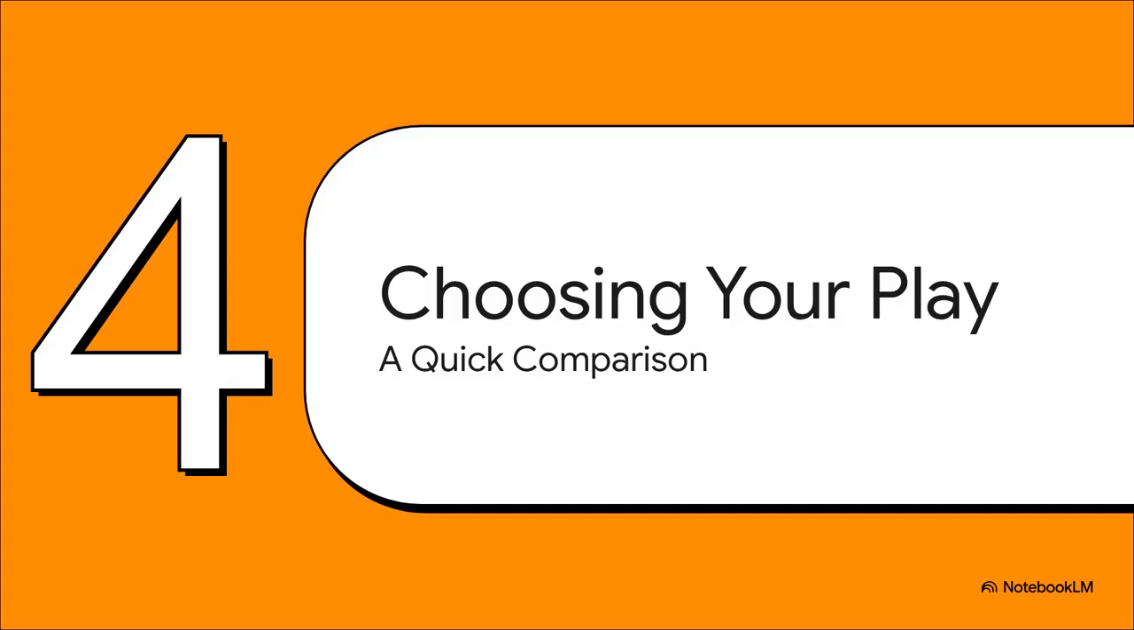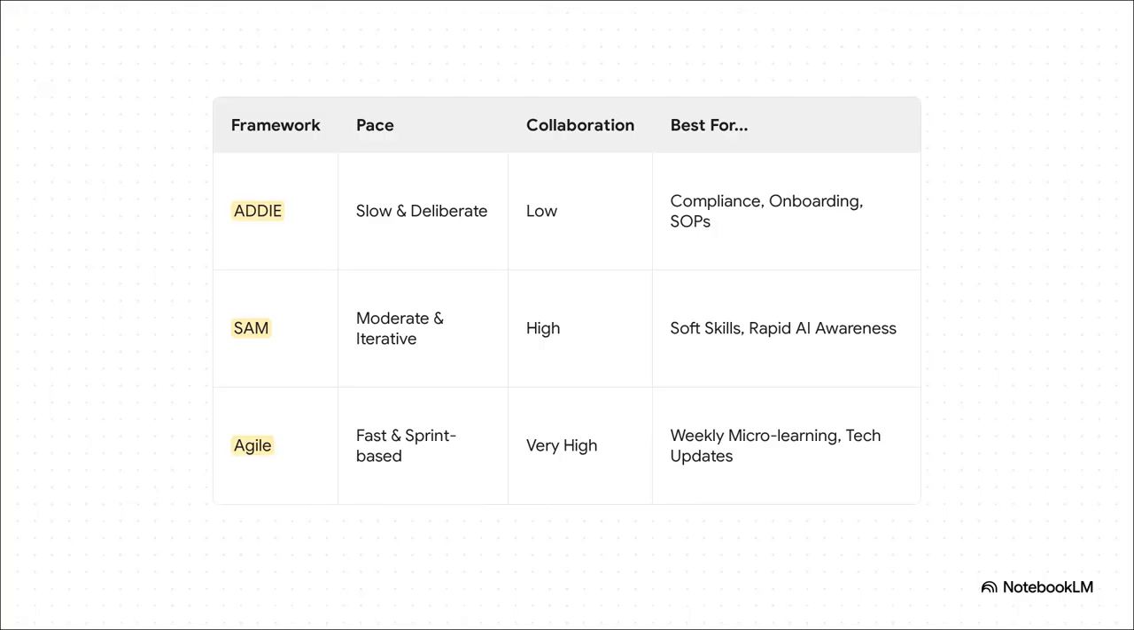Okay, so we've got 3 really powerful plays in our book, but how do you choose the right one for the job? Let's break down that decision. The key takeaway here is that there's no single best model. It's always a trade-off. ADDIE gives you this rock-solid, predictable outcome, but wow, is it slow. Agile gives you incredible speed, but you have to sacrifice some of that initial perfection. And SAM sits right there in the middle, balancing that speed and collaboration. The right choice completely depends on your project's DNA.